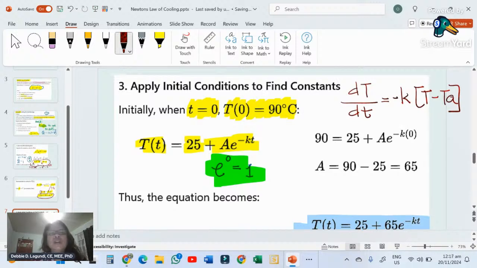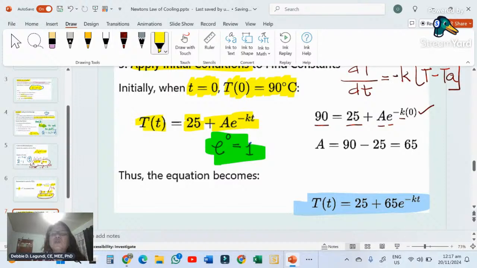Right, so now we substitute our boundary conditions. So T of t is 90, equal to 25 plus A e to the negative k, and t will be 0 here. That's the initial. Okay, so in number 3, you have to apply initial conditions to find the constant. So A is equal to, you transpose the 25 to the other side, so you have 90 minus 25, you get 65. Why? What happened to the e raised to negative k0?